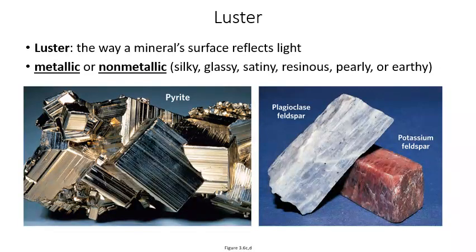But metallic and non-metallic are pretty standard across geoscientists, and a good example is that pyrite on the left-hand side of the screen has a metallic luster, whereas the feldspars, whether it's plagioclase or potassium feldspar, have a non-metallic luster. Personally, I would describe these feldspars as having an earthy or resinous texture, but you can see somebody else might describe them differently.